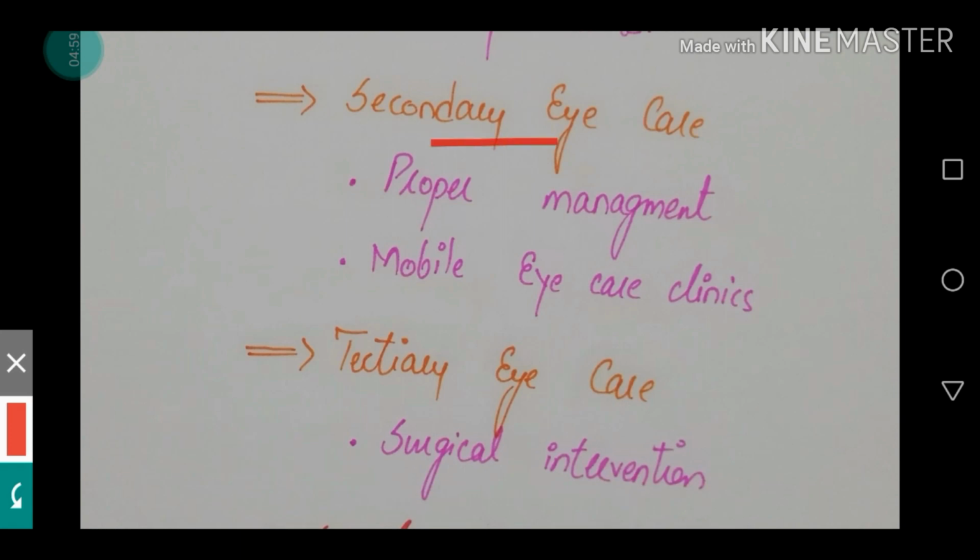Then comes secondary eye care. It includes proper management of the eye problems and provision of mobile eye care clinics. Now, tertiary eye care is the surgical intervention to deal with the pathologies of the eye which have led to blindness.